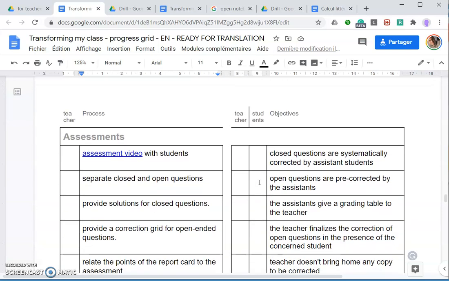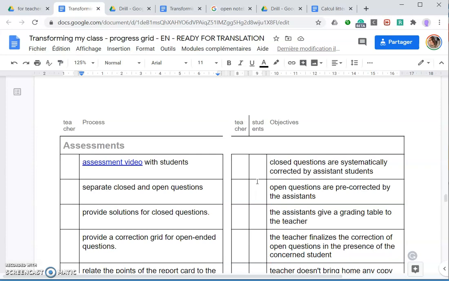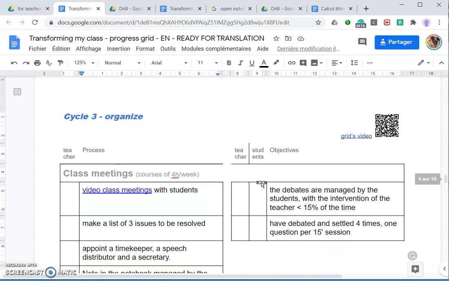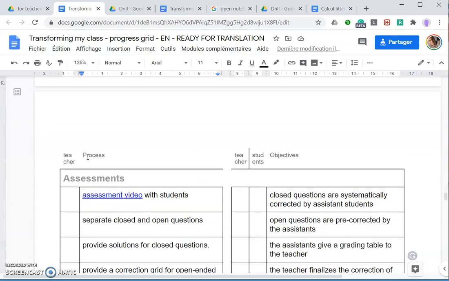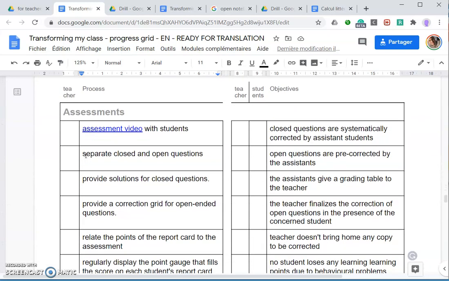Assessments, that's the big part. Maybe the more difficult, but class meeting is very important. But assessment is a big part of this cycle 3. So first you have a video you can watch with your students. For these assessments, you should separate closed and open questions.